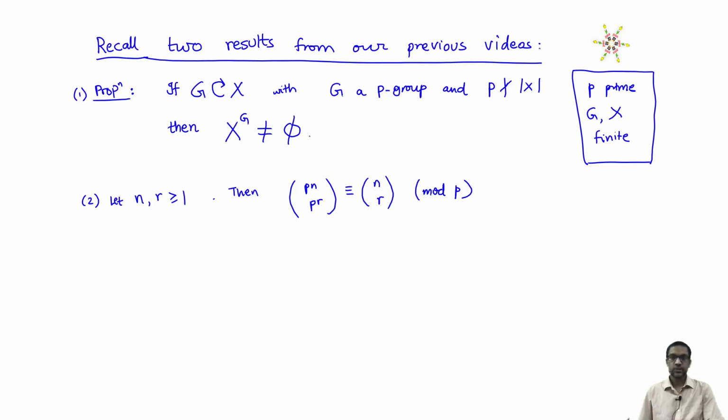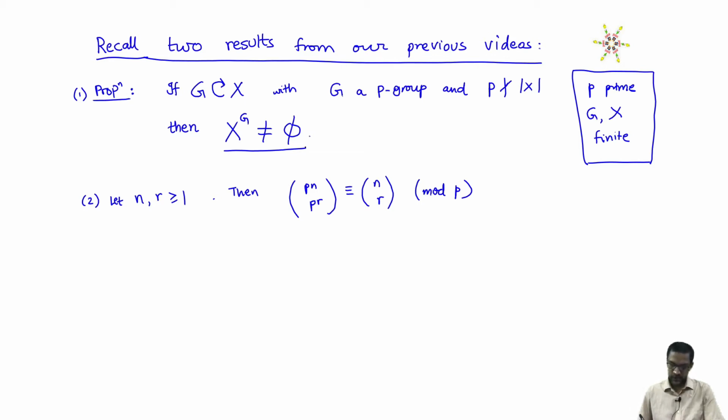So the first one was the proposition we started out with, which is that if G is a group which acts on a set X, both G and X being finite, and if G turns out to be a P group, P is a fixed prime, and the cardinality of X is not divisible by P, then there exists a fixed point for the action. Okay, and the set of fixed points is non-empty. So this was the first thing that we proved by analyzing orbits and stabilizers and so on.